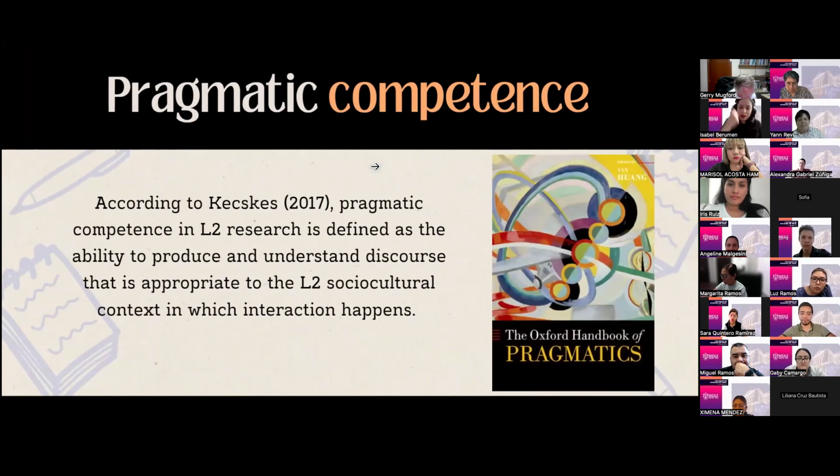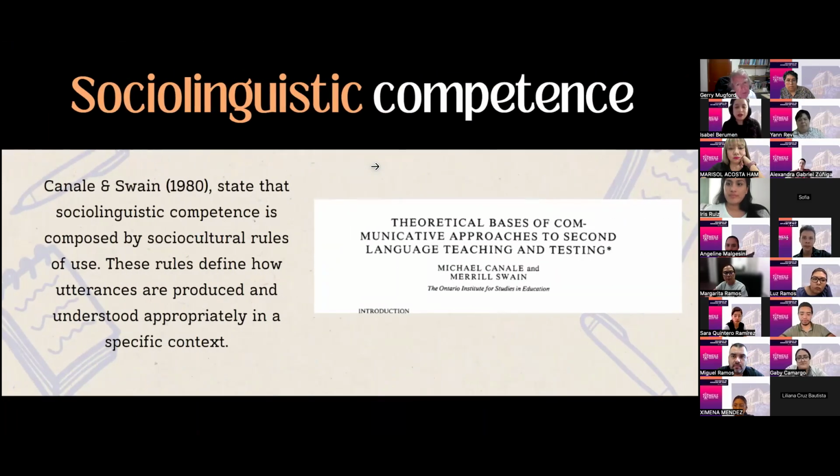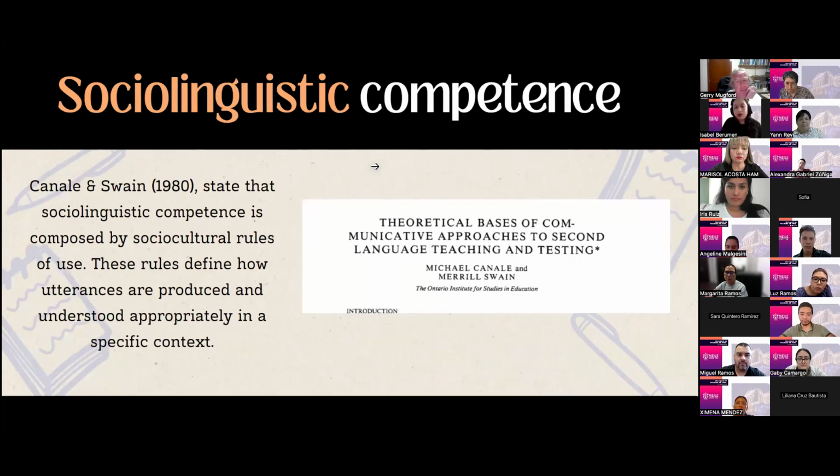Well, as I said before, pragmatic competence is important because you need to have this ability to produce and understand what is appropriate to the L2 sociocultural context, which leads to sociolinguistic competence. So Canale and Swain talk about these sociocultural rules that all speakers have, and they are defined by speakers, and you need to understand the specific context.